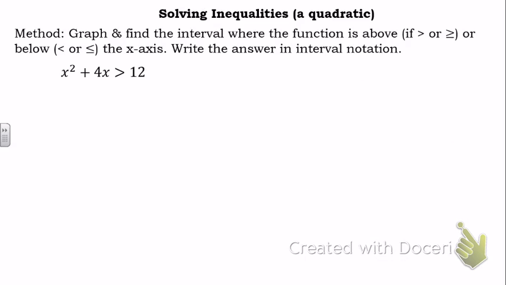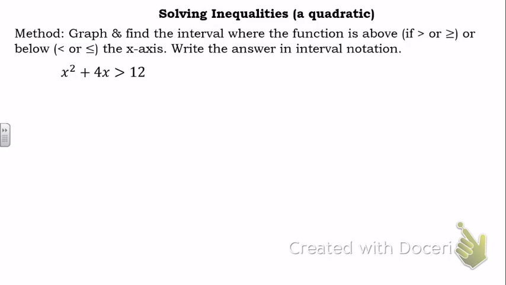So solving inequalities. So I'm going to talk about two different ones. I'm going to do a quadratic and then a rational, and I'm going to show you the two different methods. So you're going to graph and find the interval where the function is above the x-axis, which is when it's greater than or equal to, or below the x-axis when it's less than or equal to. And then you're going to make sure that you write the answer in interval notation.